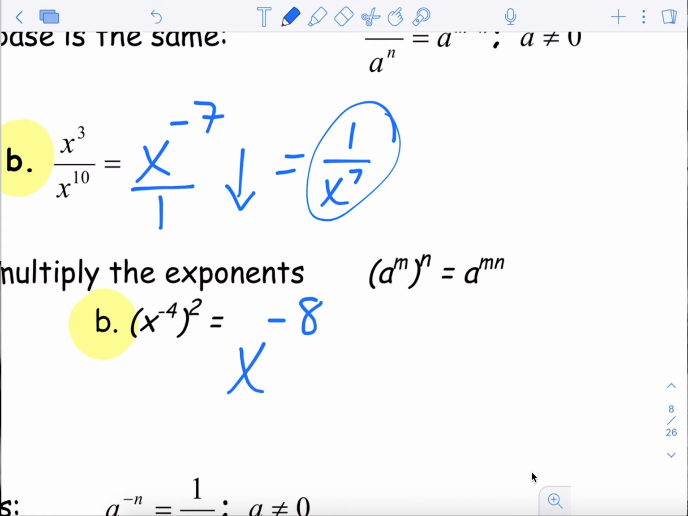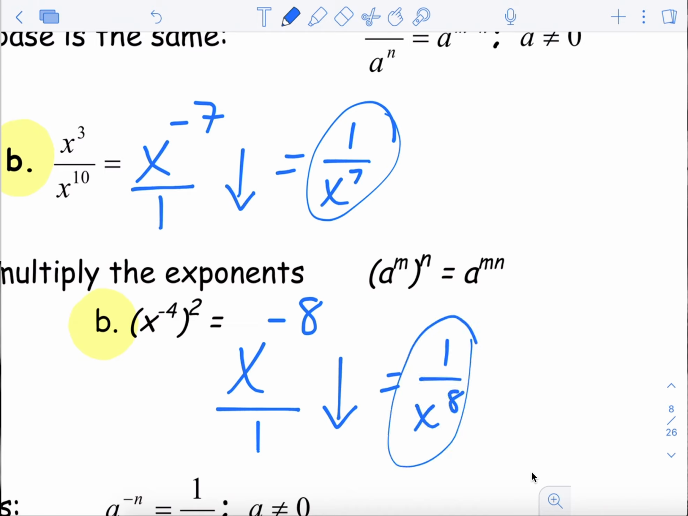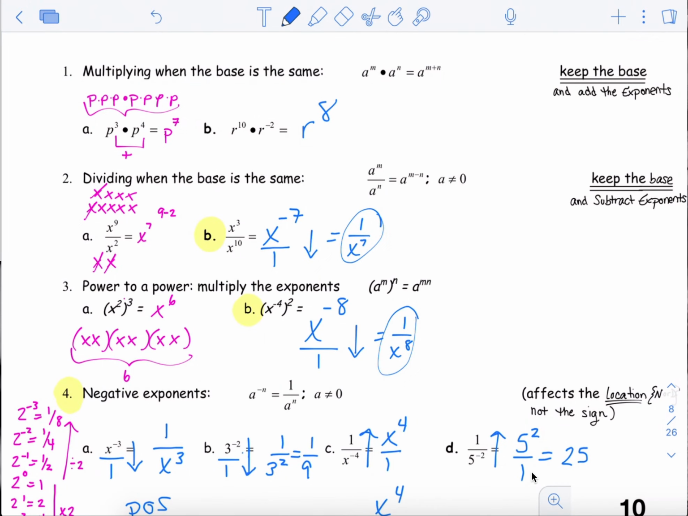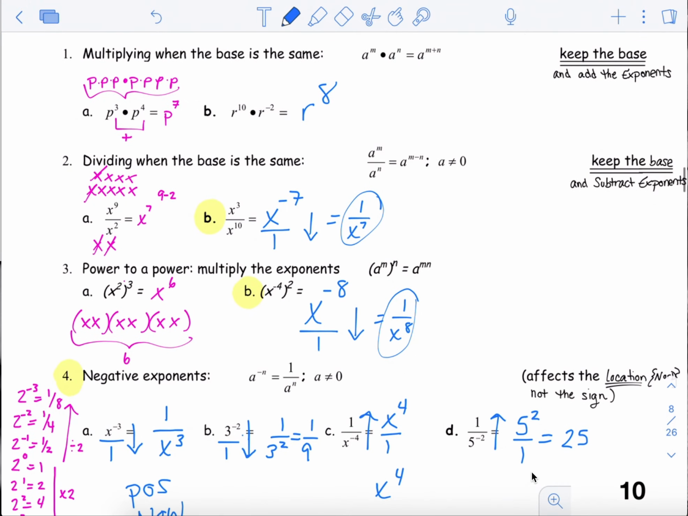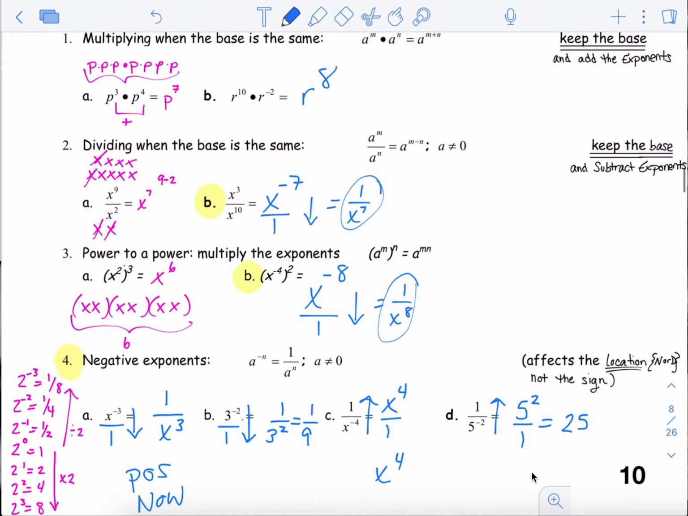Same thing on the bottom one. This is like over 1, moving him downstairs because he's negative, gives me an answer like 1 over x to the 8th. This is the final answer. So a couple rules to be aware of. Number 1, you cannot leave an answer with a negative exponent. Sometimes it's easier to move the exponents and make them positive first before you start simplifying.